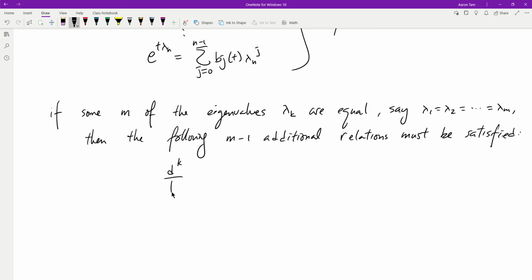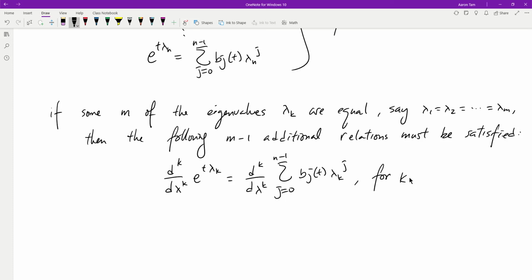d to the k over d lambda k of e to the t lambda sub k is equal to d to the k over d lambda k of the summation j from 0 to n minus 1 of b sub j of t times lambda sub k to the j, for k from 1 to 2 all the way to the last repeating value.